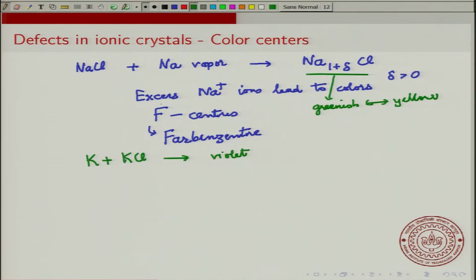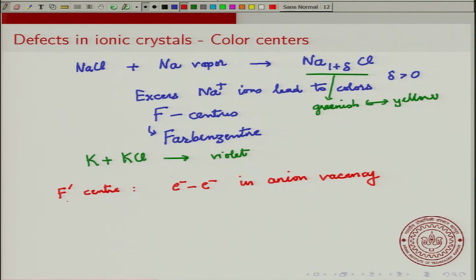Just as you have an F center, I'll list the names of some of them. You could have something called an F prime center. In this case, you have a pair of electrons in an anion vacancy. You can think of it this way: you have an anion missing from some site, and in that site there is a pair of electrons. That would lead to an F prime center. This is found in calcium fluoride, CaF2.